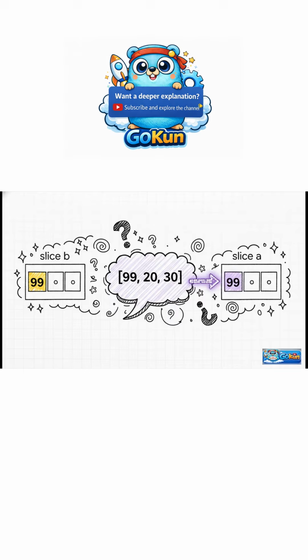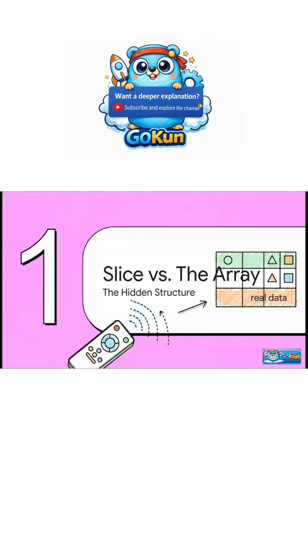Now, this isn't a bug. It's actually a fundamental part of Go's design. So let's see what's really going on here. Okay, here it is, the absolute key to understanding everything. A slice doesn't actually store your data. Yeah, you heard me. Think of it more like a remote control for the data, which lives somewhere else.